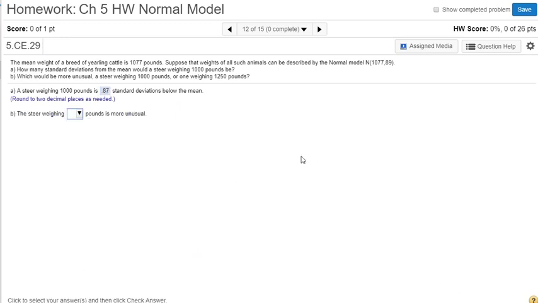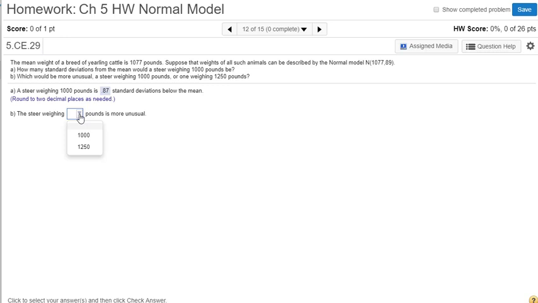So we didn't have to draw that out, but I really like getting in the habit of drawing those out now. Pretty soon, you're going to be trying to find the probability of getting a steer weighing 1,000 pounds or less, and so it's a good habit to get into. Now we're going to see which one is more unusual, the steer weighing 1,000 pounds or a steer weighing 1,250 pounds.